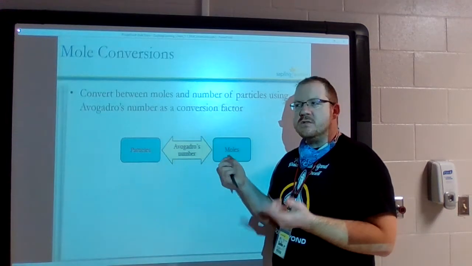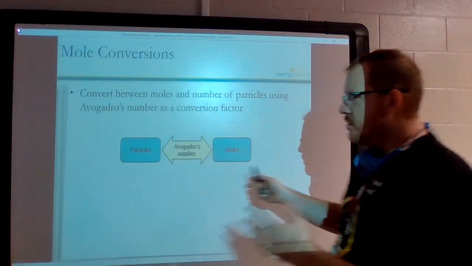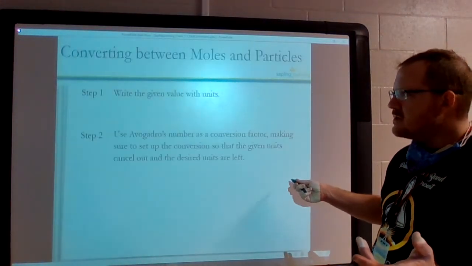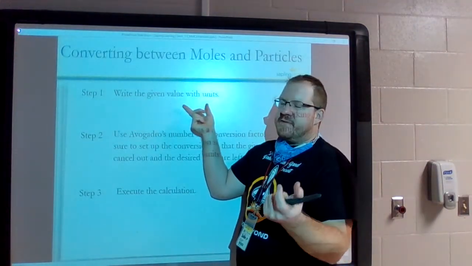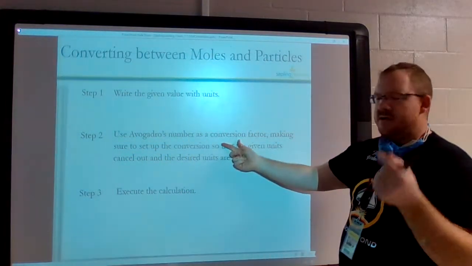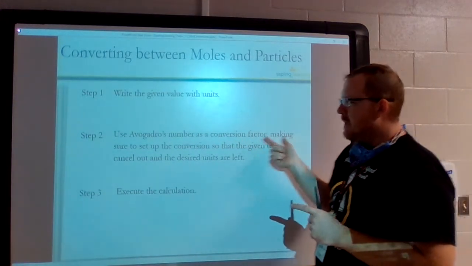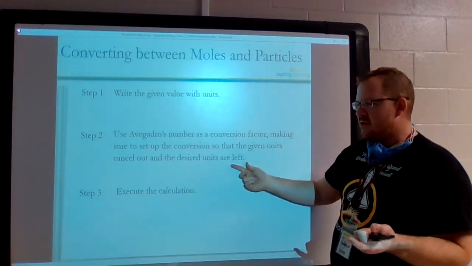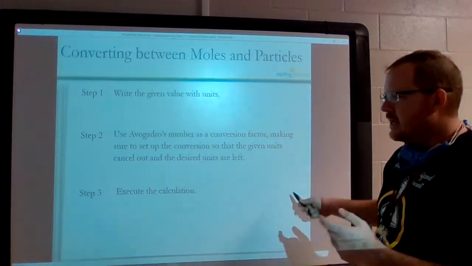Now, if I have multiple moles, I have to multiply by that number to get that number of particles. So you can kind of go back and forth multiplying or dividing, but you're going to set up a conversion factor just like we did. So their example here. Step 1, write the given value with units. You always have to figure out what they give you, what units they're in. Step 2, use Avogadro's number, the 6.022 times 10 to the 23rd power, as a conversion factor, making sure to set up the conversion so that given units cancel out and the desired units are left. Step 3, once you have everything set up, just do the math. Plug it all into your calculator and see what you get out.